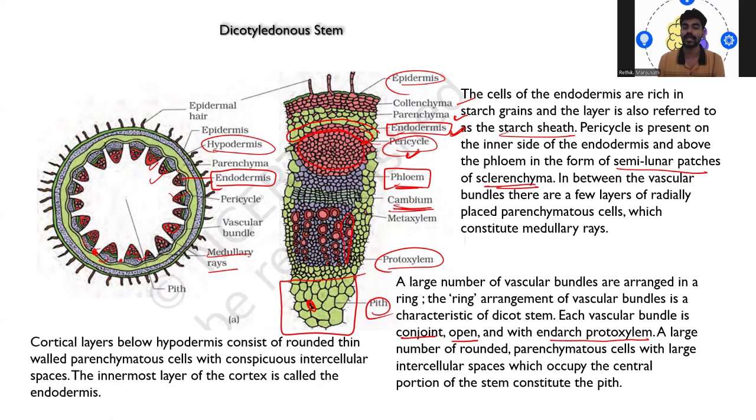Here the vascular bundles are arranged in a ring-like structure, which represents that this belongs to the dicot stem or dicot plant. At the end, you can see the protoxylem is also present. We also have large parenchyma cells with intercellular spaces, occurring in the center portion of the stem, which is called the pith region. Clear with it? After this dicot stem, can I move to the monocot stem? Yes? Okay.